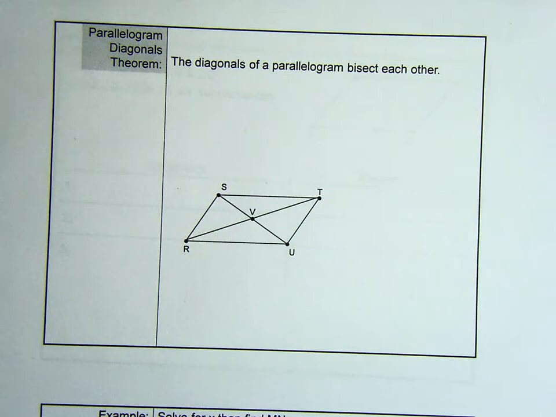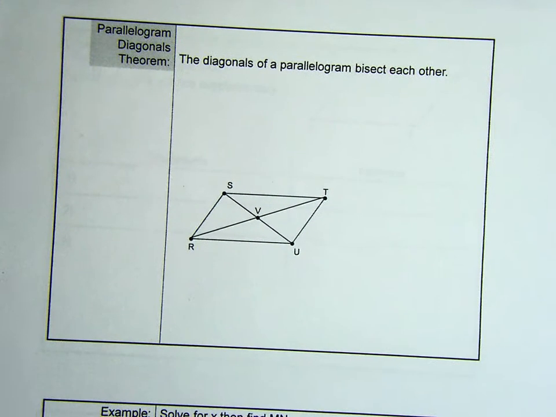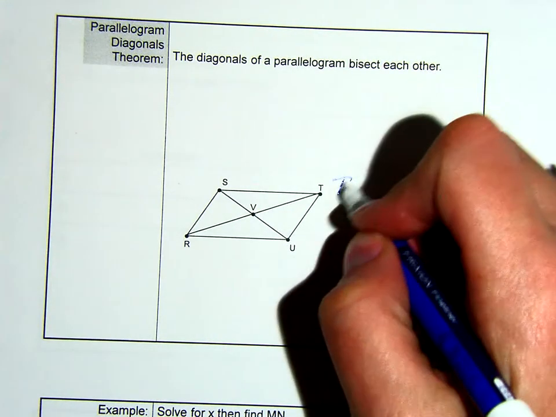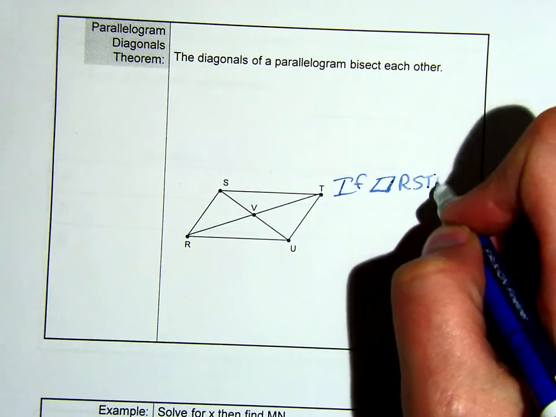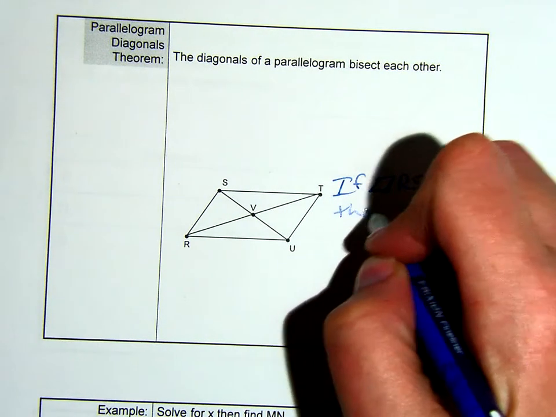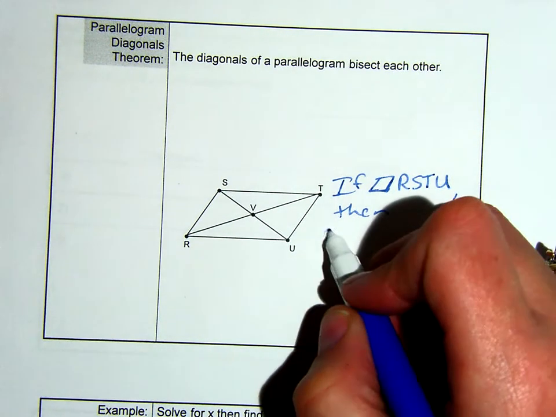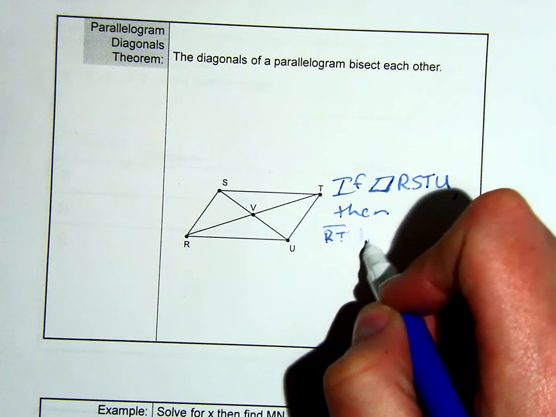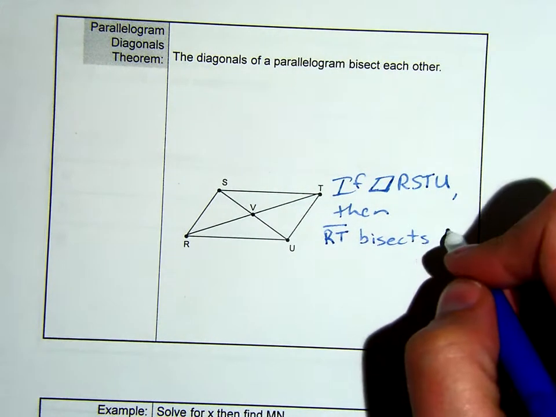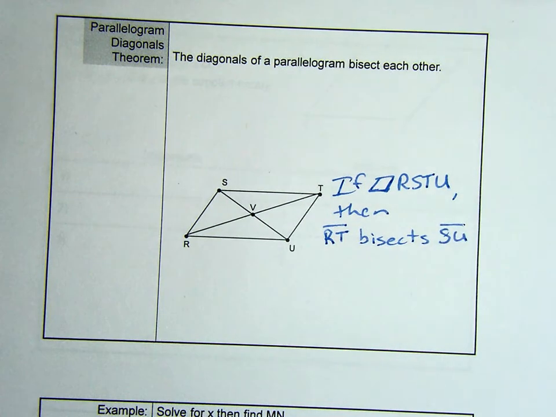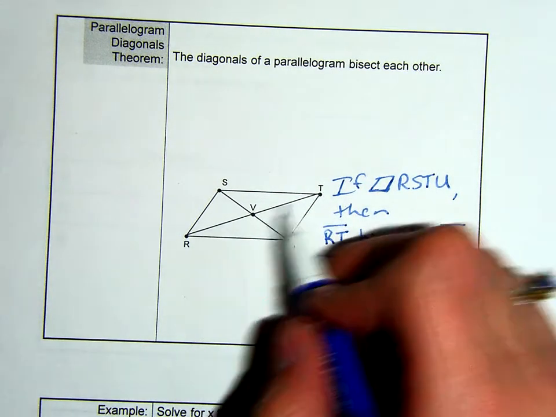Our last property for parallelograms is the diagonals of a parallelogram bisect each other. So if this shape is a parallelogram, so if parallelogram RSTU, then this diagonal RT bisects the other diagonal. And the other diagonal is SU. And vice versa. So SU bisects diagonal RT.